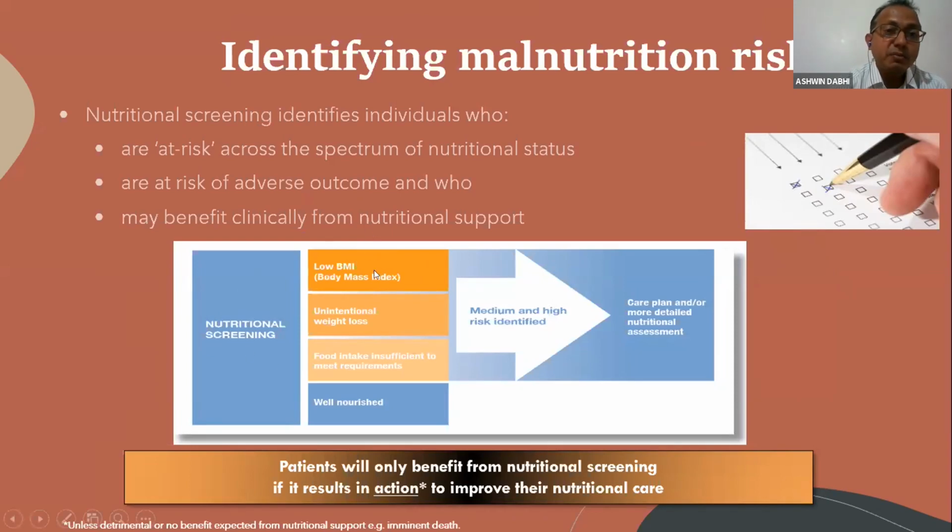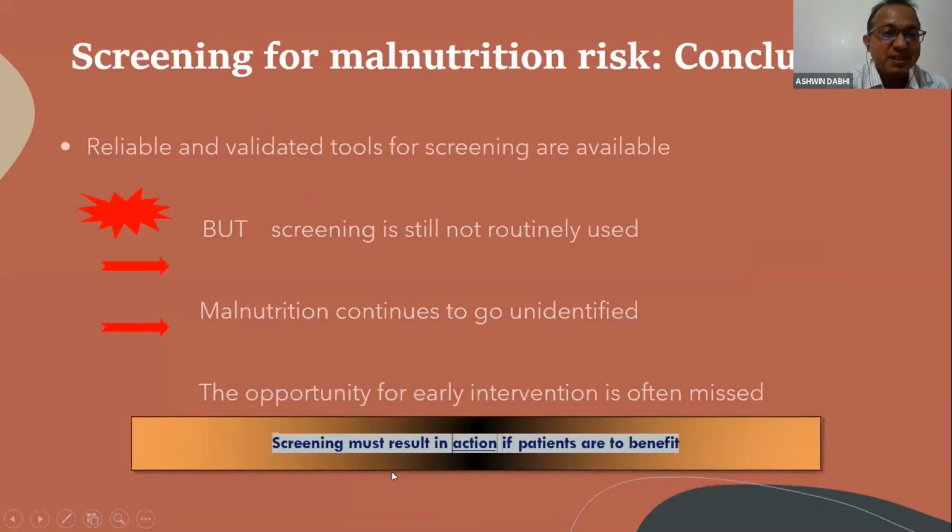And it's not only about a numerical value of body mass index; there are other important factors like unintentional weight loss because of a number of reasons, or the patient not feeling like eating. Like we have learned with COVID patients, there was a significant loss of appetite. So all these people we can define as being at medium and high risk of malnutrition, and some care plans should be offered to them. But unfortunately, though reliable and validated screening tools are available, screening is not routinely practiced in most hospitals across India, and therefore malnutrition continues to go unidentified.